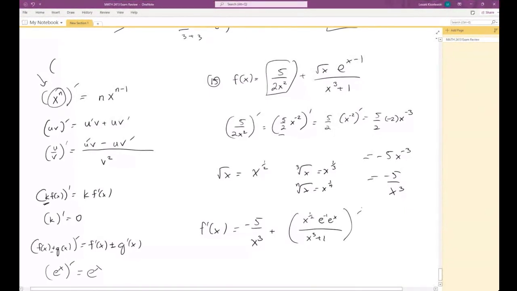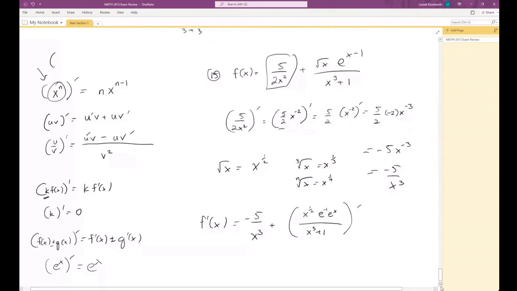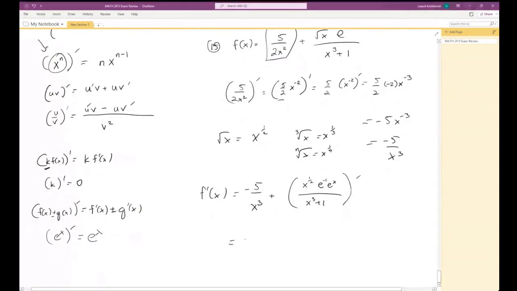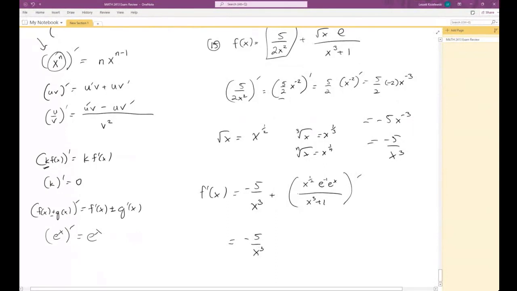And we have to differentiate this. What rule do you want to use at the outset? What's your first impression? Well, it's a quotient, right? Top and bottom, numerator, denominator. So we'll use the quotient rule.